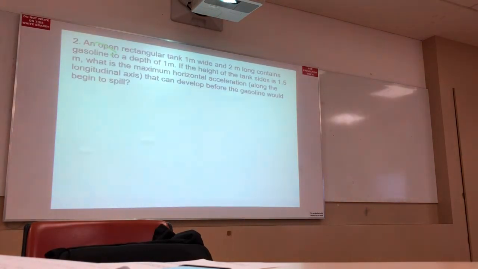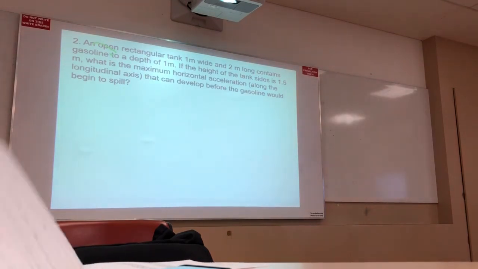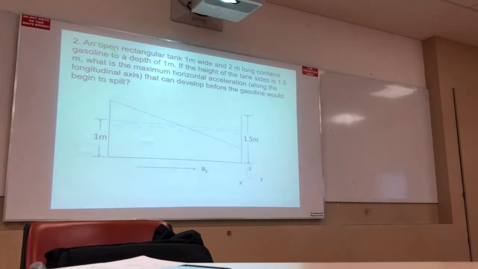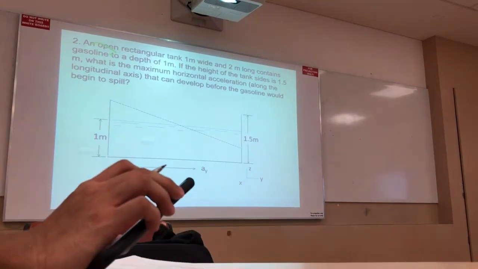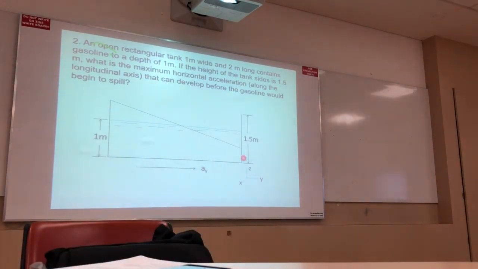Okay, this question is related to pressure. In this question, there is an open rectangular tank. The tank is 1 meter wide, so in this direction it is 1 meter. If the height of the tank sides is 1.5 meters, that means from here to here is 1.5.